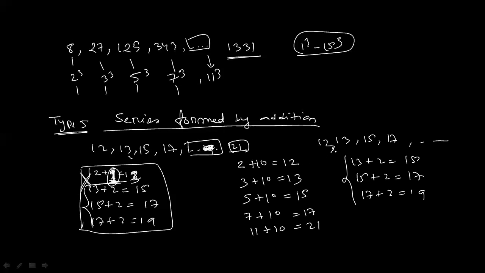If you look at the numbers 12, 13, 15, this is some addition of 10. 2 plus 10, 12; 3 plus 10, 13; 5 plus 10, 15; 7 plus 10, 17. These are consecutive prime numbers with 10 added. After 7, the next prime number is 11. If you add 10 to 11, it will be 21. So your answer will be 21. Clear? This is type 5, series formed by addition.